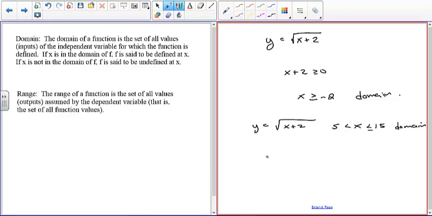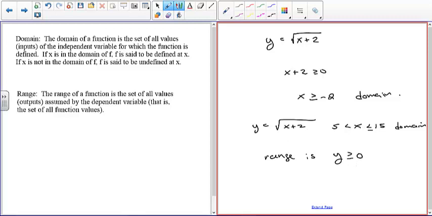So we would say, in this case, the range is y is greater than or equal to 0, because the square root of a positive number has to be greater than 0. Now you wouldn't normally limit the range and then figure out what the domain is. Usually you limit the domain and then the range is kind of set.